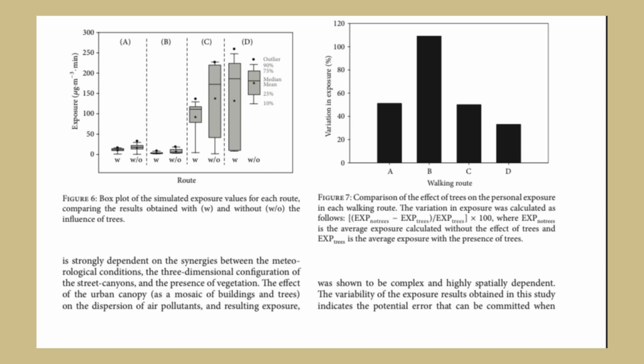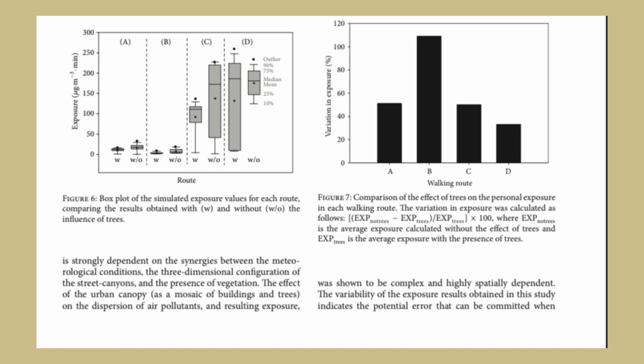It is strongly dependent on the synergies between the meteorological conditions, the 3 dimensional configuration of the street canyon, and the presence of vegetation. The effect of the urban canopy as a mosaic of buildings and trees on the distribution of air pollution and resulting exposure was shown to be complex and highly spatially dependent. The variability of the exposure results obtained in the study indicates the potential error that can be committed.